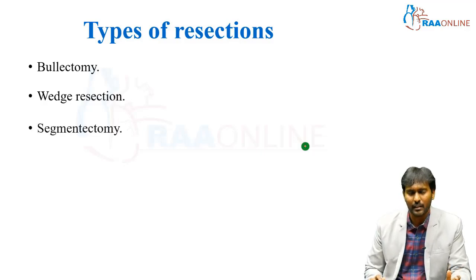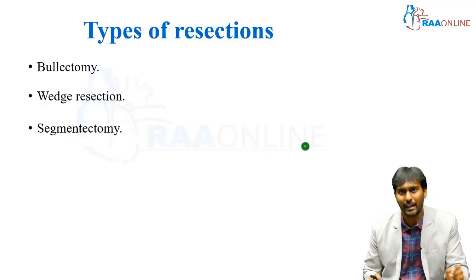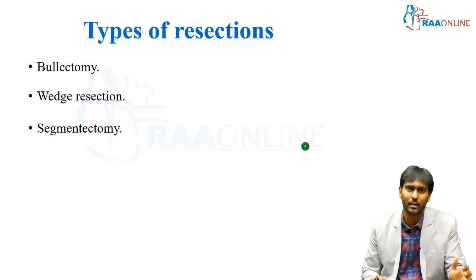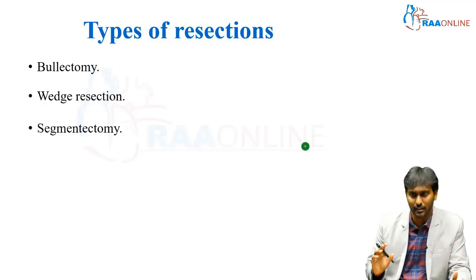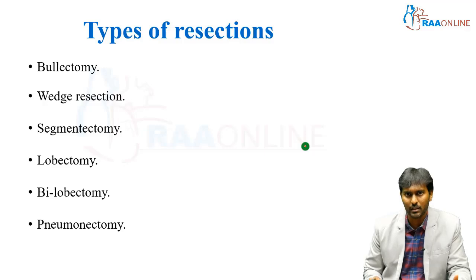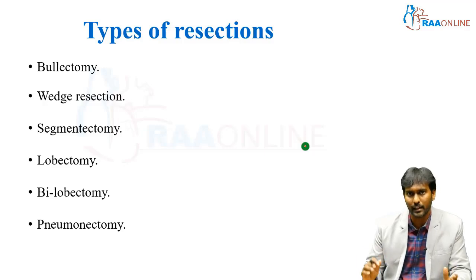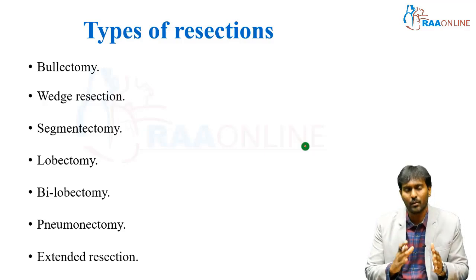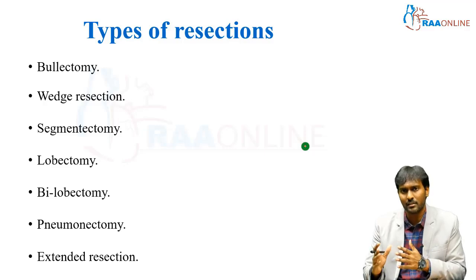Next is segmentectomy. If at all a lesion is confined to any single segment, that is any bronchopulmonary segment, you can remove it by segmentectomy using a thoracic incision. And next is lobectomy. If at all you want to remove a lobe, and if you have to remove more than one lobe, that is bilobectomy. And pneumonectomy, if at all you want to remove one complete lung on one side. And extended resection. Extended resection is, in addition to removing one complete lobe, an extension of the resection up to the carina.